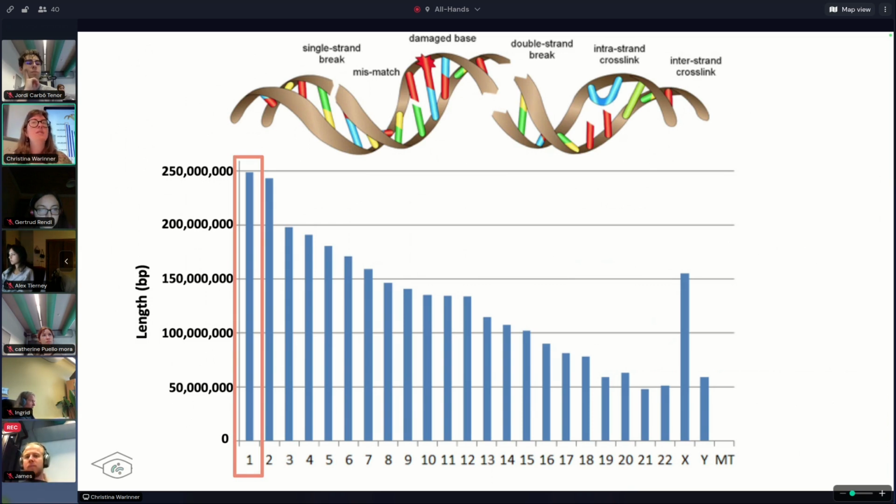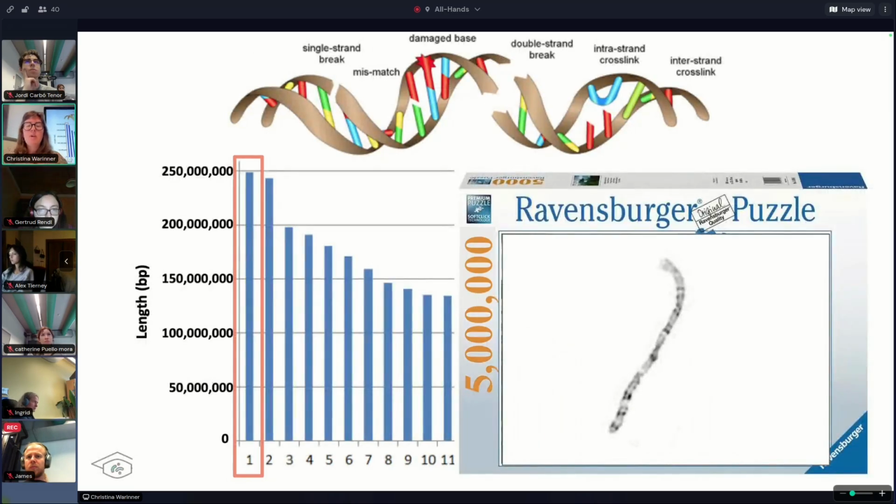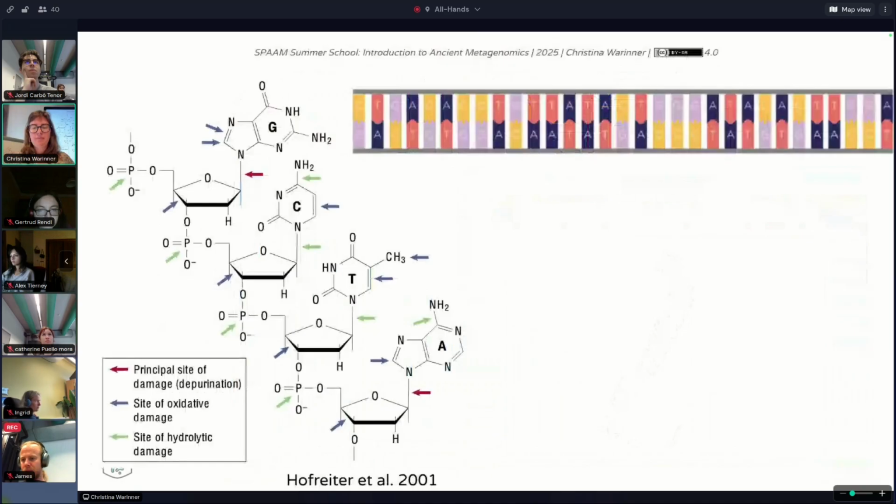But after a cell dies, it's no longer able to do that. So the DNA breaks into pieces. So if you think about it, if we just tried to take ancient DNA from chromosome 1 alone, it would be about a 5 million piece puzzle. It breaks into about 5 million pieces on average once it begins to decay. And how does that process happen?